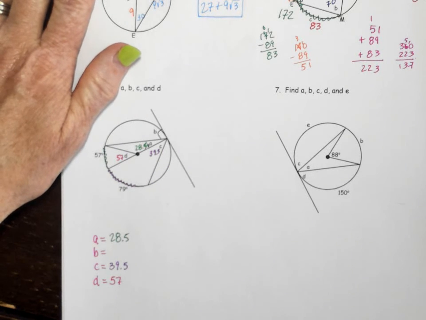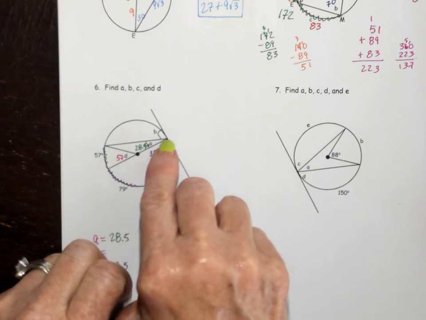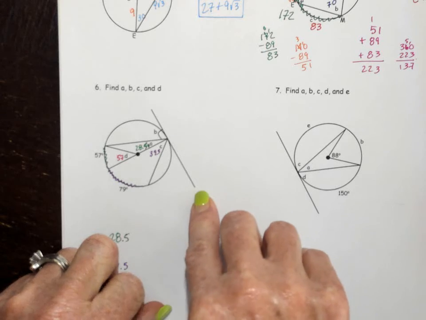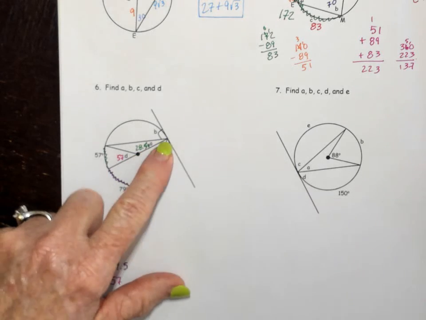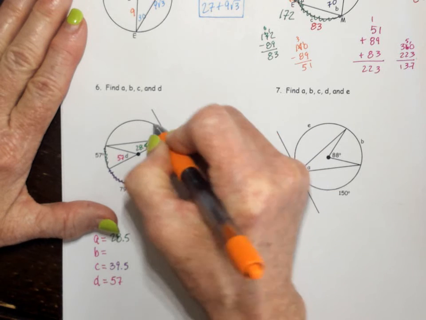All right, last one, B. B is this angle right here between this chord and this tangent. It is an inscribed angle, and for angle B, we need to know this arc.